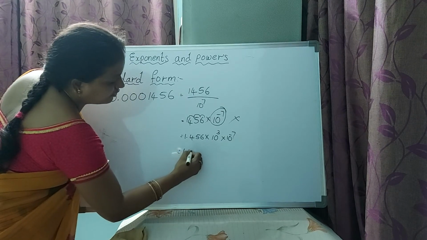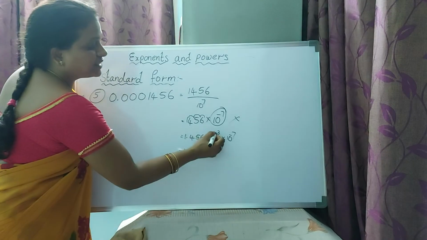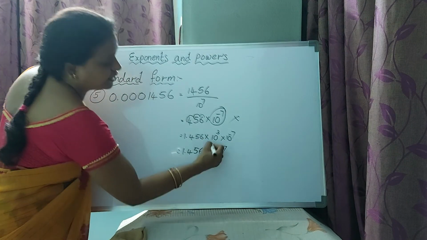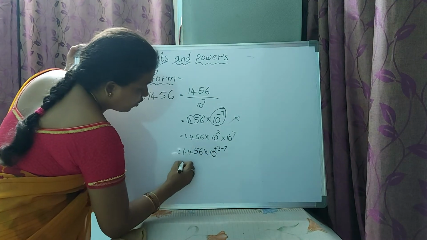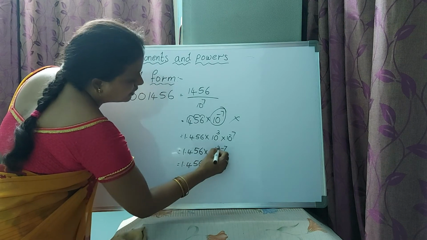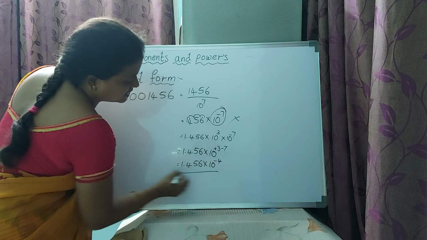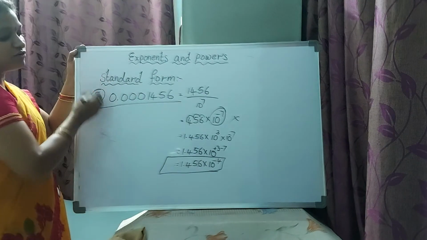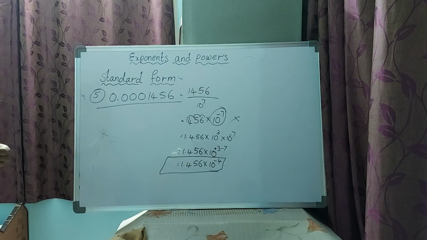See, 1.456 into 10 to the power of plus 3 minus 7. Already I explained how this one came according to the law. So 1.456 into 10 to the power of plus 3 minus 7, how much? Minus 4. This is the standard form for this smallest number. For our convenience we are converting them into standard forms.